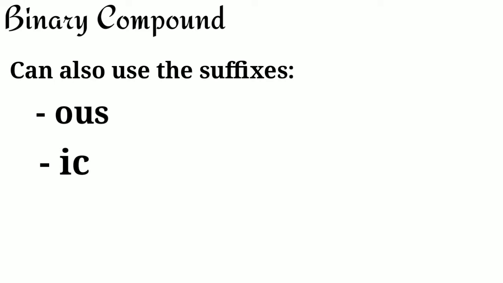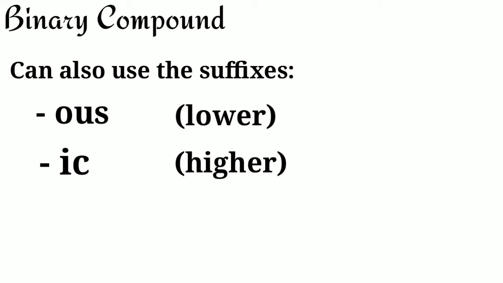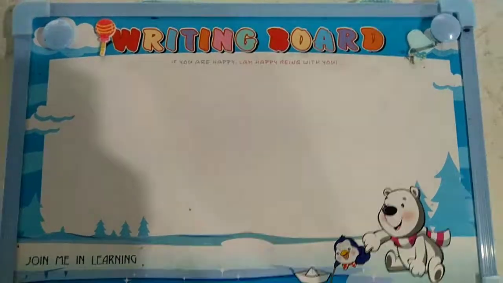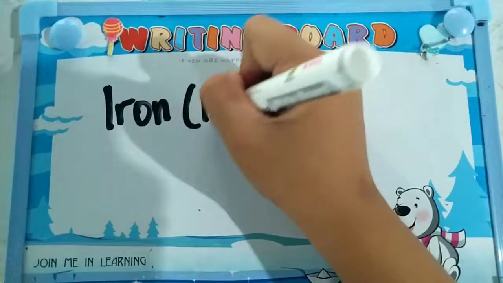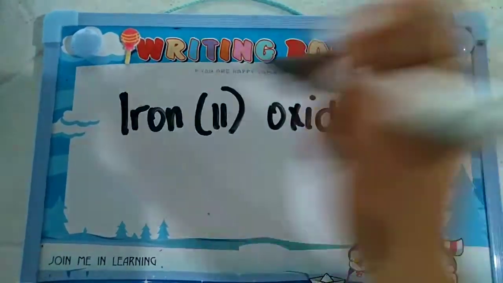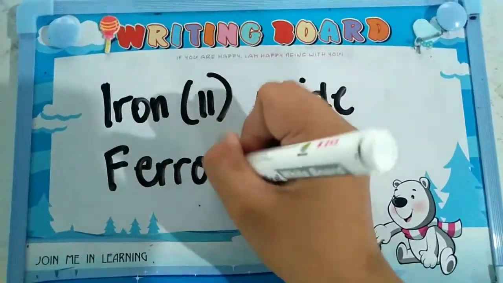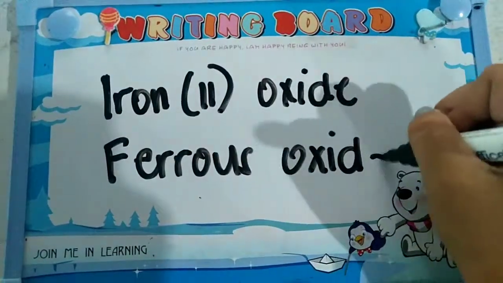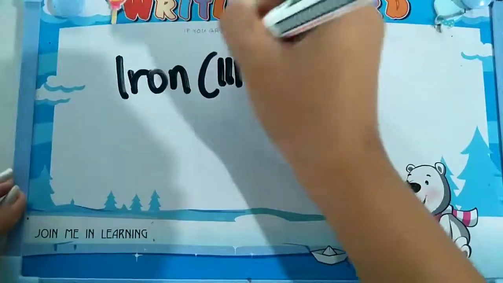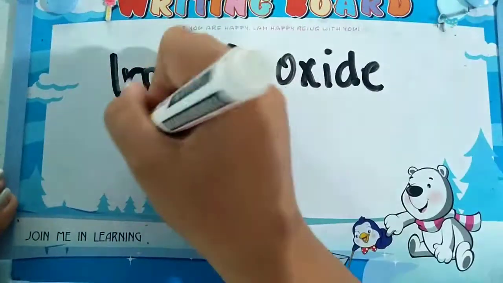The metal with lower charge uses OUS. The metal with higher charge uses IC. For example, iron has two charges, 2 and 3. First, iron(II) oxide or ferrous oxide. Second, iron(III) oxide or ferric oxide.